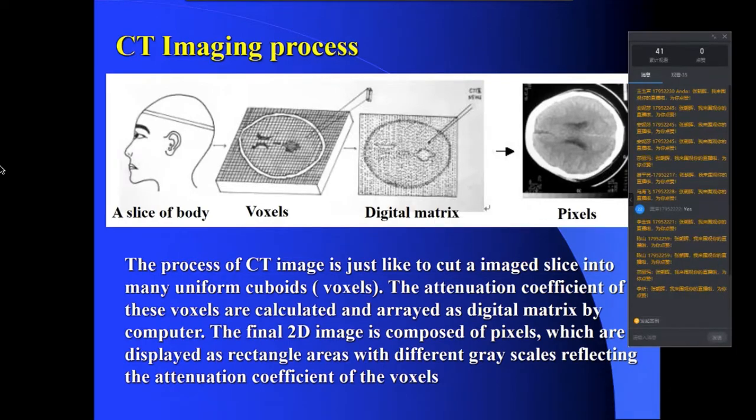Each cross-sectional image represents a slice of the scan area, just like slices in a loaf of bread. The image process of each slice is just like cutting it into many uniform cuboids. They are called voxels. The image is composed of many voxels. And the attenuation coefficients of these voxels are calculated and arrayed as a digital matrix by the computer. And the final two-dimensional image is composed of pixels, which are displayed as rectangular areas with different gray scales, reflecting the attenuation coefficients of the voxels.